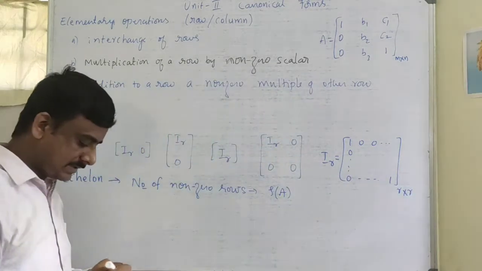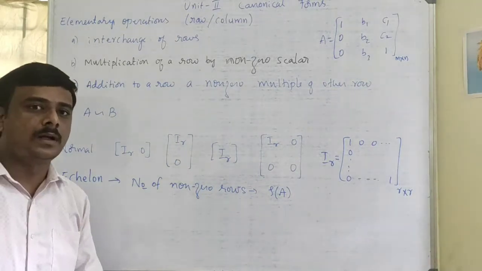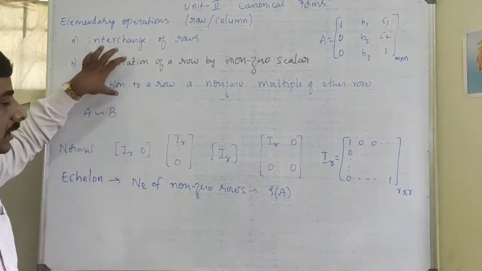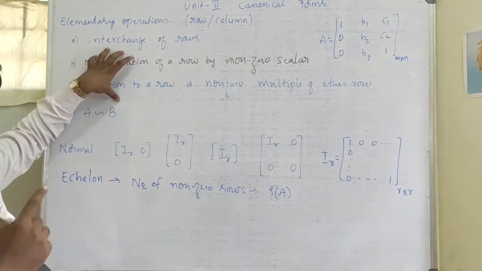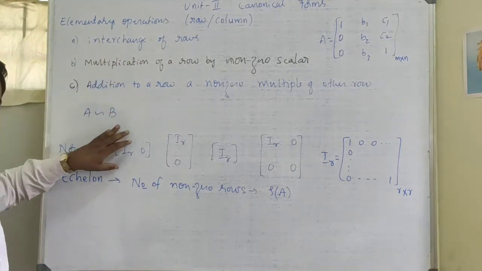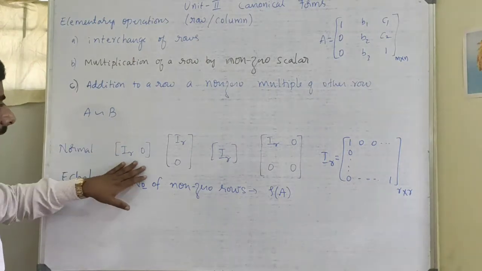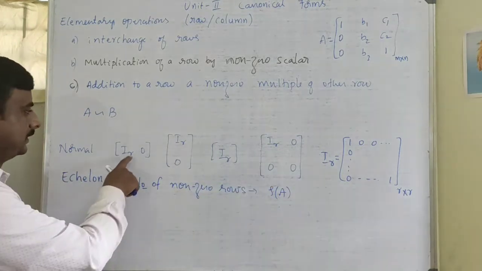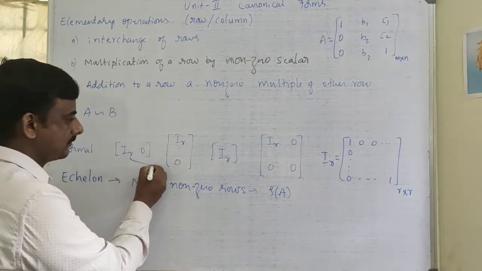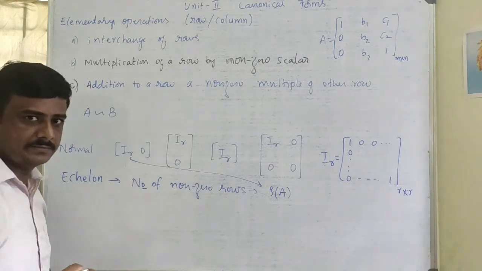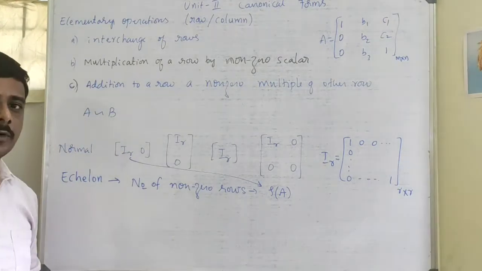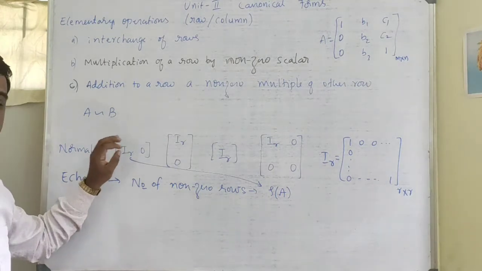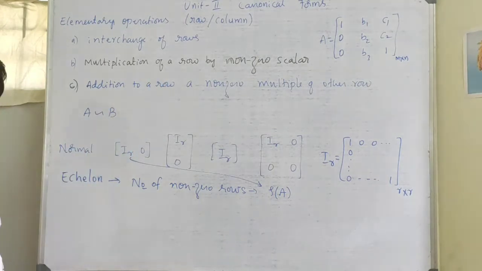So I_R represents an identity matrix of order R. Given a matrix, using both elementary row operations and column operations, you have to reduce that matrix to any one of these four forms. After reducing, this number R will be the rank of A. R will be the rank of the given matrix A. So you can find the rank by reducing the given matrix to normal form.